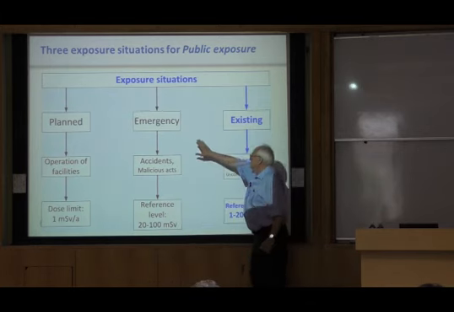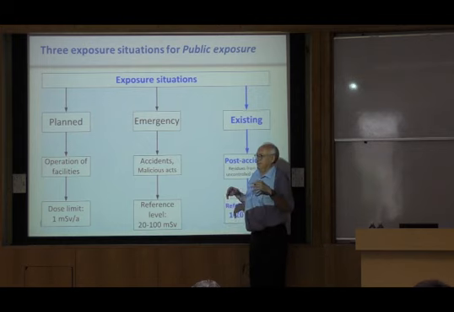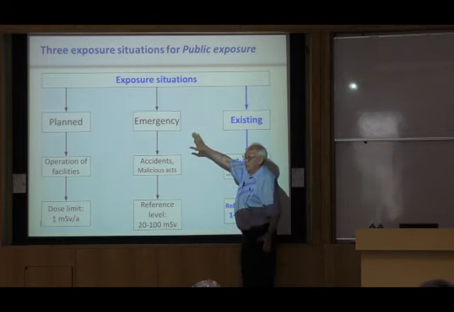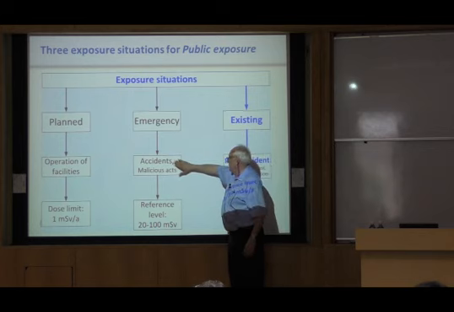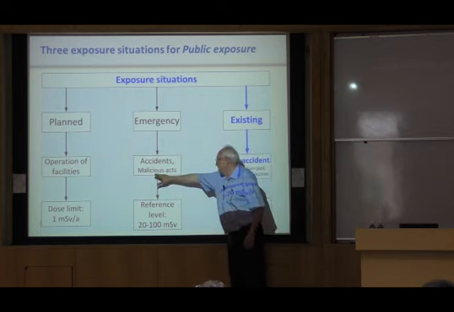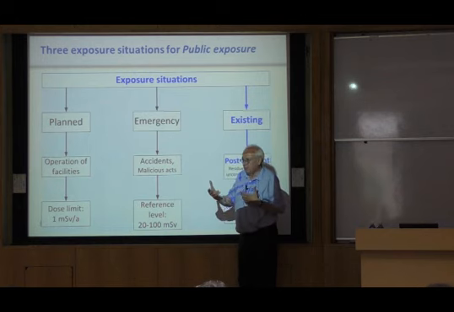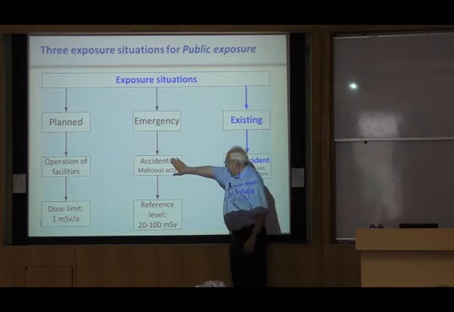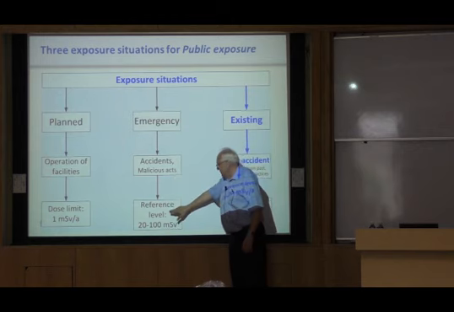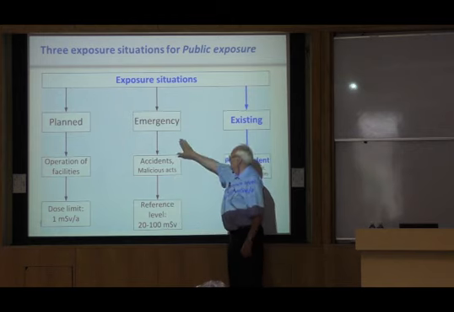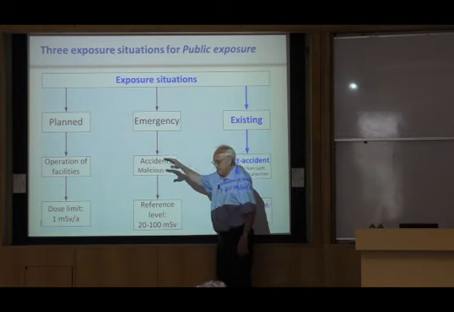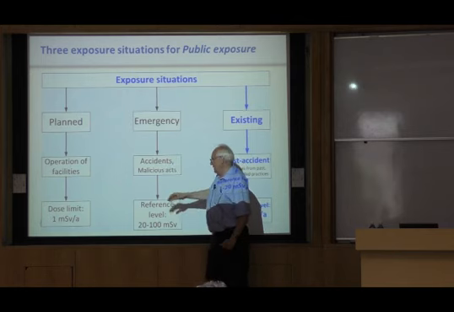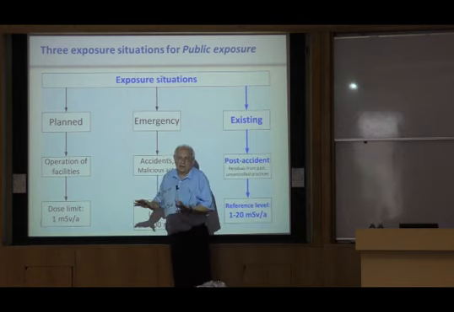The next one is we have emergencies. Emergencies, nobody wants it, but also for emergencies, one has to be prepared. Emergency can be caused by accidents or by malicious acts. Malicious act means it's a dirty bomb. And for that we have a so-called reference level. A reference level is not a limit. The limit is a limit. You cannot be above the limit. If you plan something to be above the limit, you have to change the plan.